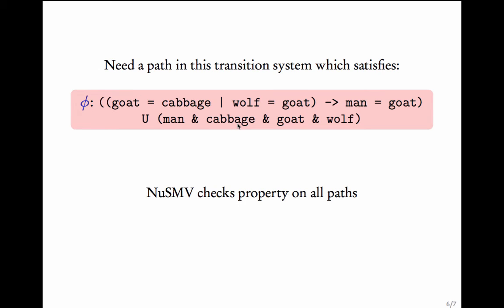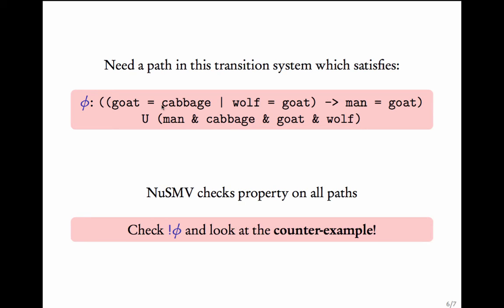So what we will do is, we will check for not of phi. We will look at this transition system and we will check not phi. If the transition system satisfies not phi, that means there is no path which can do this for us. That means all paths are satisfying not phi. However, if the transition system does not satisfy not phi, that means there exists a path which does not satisfy not phi. That means it satisfies phi.